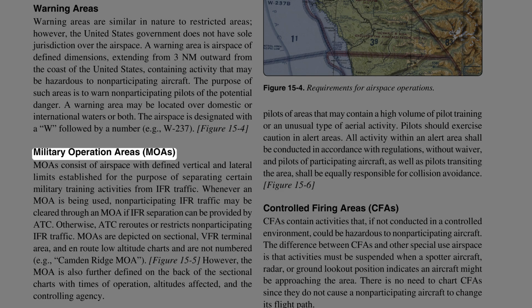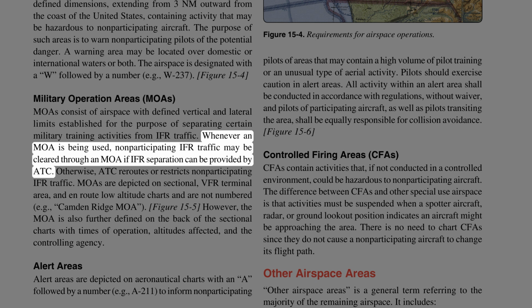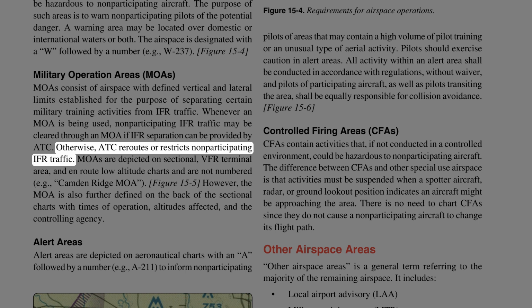Military Operation Areas, MOAs. MOAs consist of airspace with defined vertical and lateral limits established for the purpose of separating certain military training activities from IFR traffic. Whenever an MOA is being used, non-participating IFR traffic may be cleared through an MOA if IFR separation can be provided by ATC. Otherwise, ATC reroutes or restricts non-participating IFR traffic.